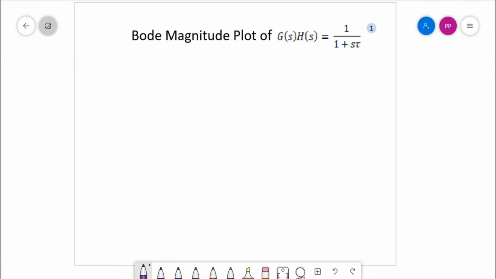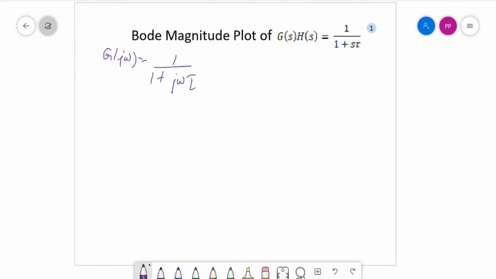So as we have worked out in many classes, we can write G at j omega equal to 1 by 1 plus j omega tau, by assigning s equal to j omega. 1 divided by root 1 plus omega square tau square is the magnitude for this, and the phase is definitely minus tan inverse of omega tau.